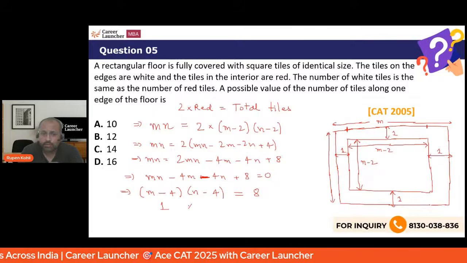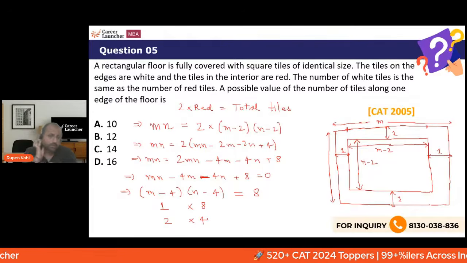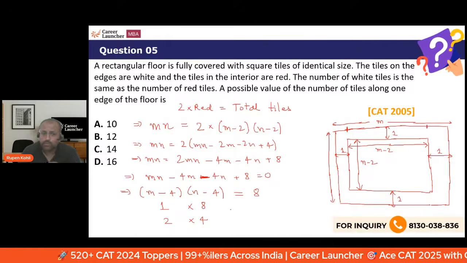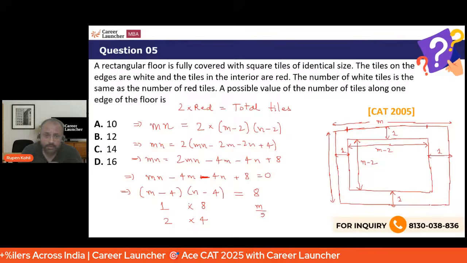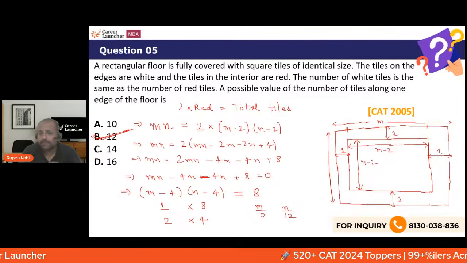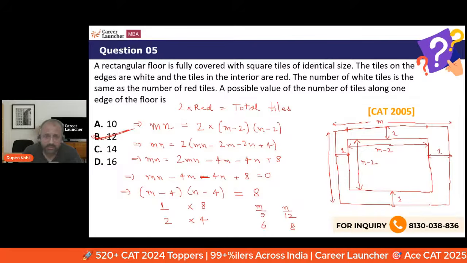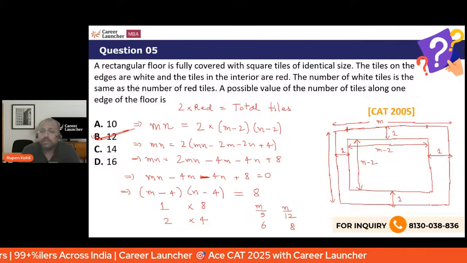They can be 1 and 8, or 2 and 4, and these are the only two solutions, nothing else, right? There are only two ways to express 8 as the product of two numbers, either 1 into 8 or 2 into 4. If m minus 4 is 1, then m is 5. If n minus 4 is 8, then n is 12. 12 is the answer, right? The other possibility could have been 4 plus 2 is 6, 4 plus 4 is 8. So either it's a 5 by 12 grid or it's a 6 by 8 grid which satisfies the given constraint.